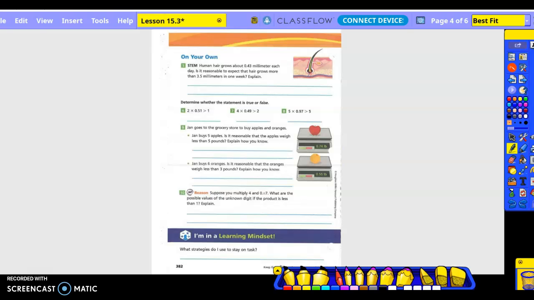Human hair grows about 4,300 millimeters each day. Is it reasonable to expect that hair grows more than 3 5/10 millimeters in 1 week? Okay, so once again, we're going to a close benchmark. What would 4,300 be close to decimal form-wise? 50, right? Okay, so we're going to go with 50. Then, how many days are there in a week? 7. So times 7. What does that get me? 35 with 1 decimal place, right?